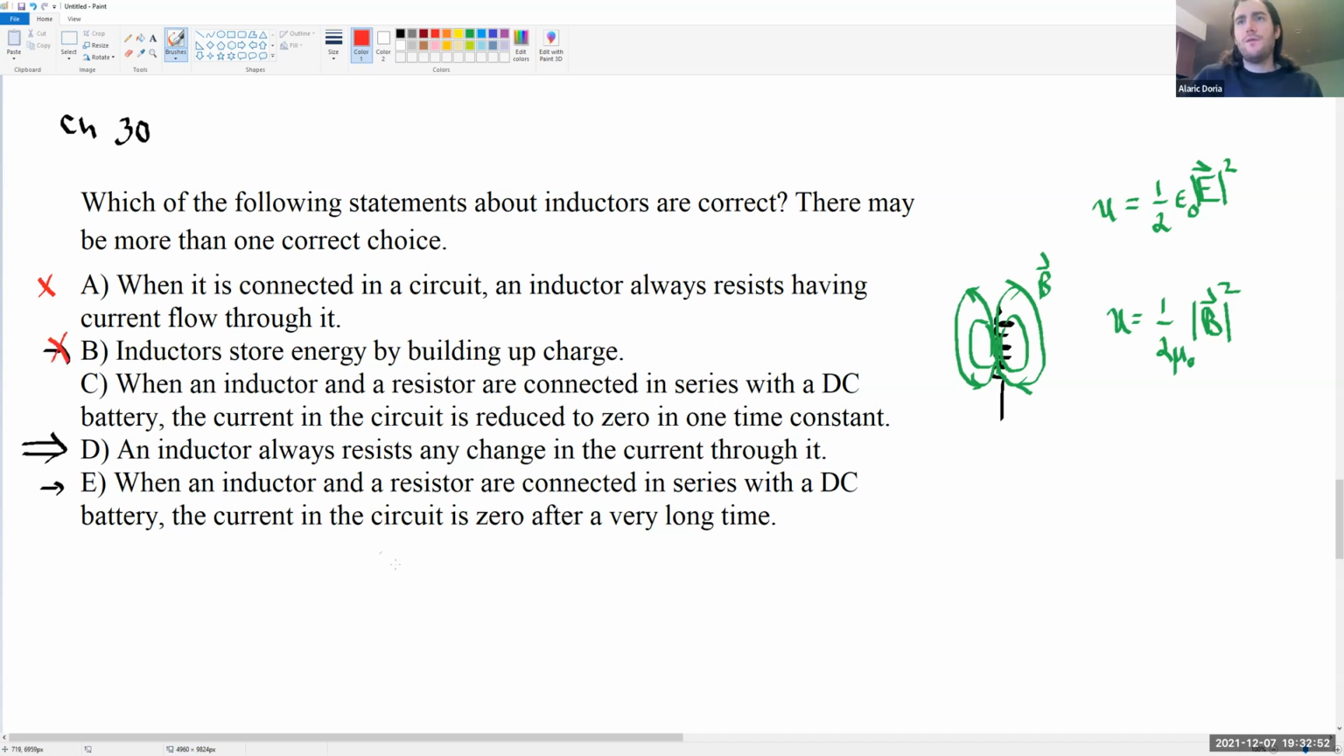I don't think anybody went for C in round 2, but let's think about it. So when an inductor and a resistor are connected in series with a DC battery, the current in the circuit is reduced to 0 in one time constant.